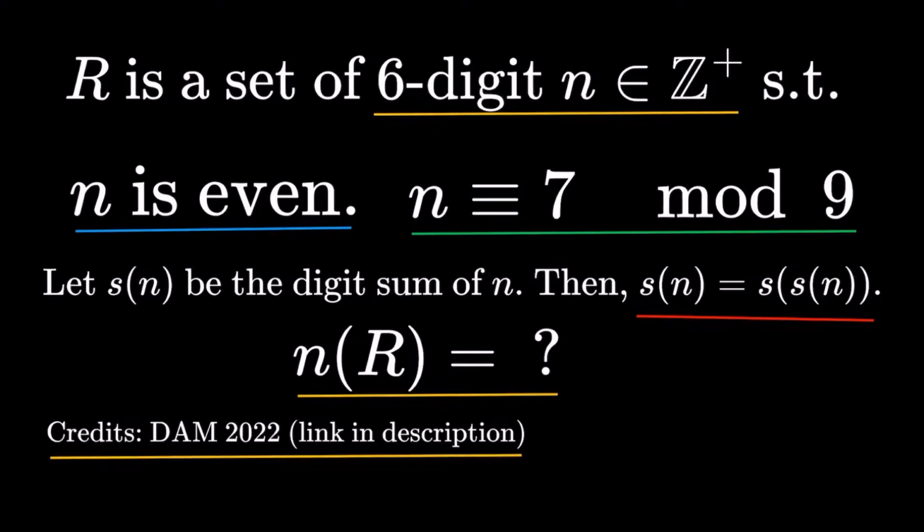R is a set of 6-digit positive integers n, such that n is even, n leaves a remainder of 7 when divided by 9, and let S(n) be the digit sum of n, then S(n) is equal to S(S(n)). Or in other words, the sum of the digits of n is equal to the sum of the digits of the sum of the digits of n. Now we're asked the cardinality of R, so the number of elements in set R.